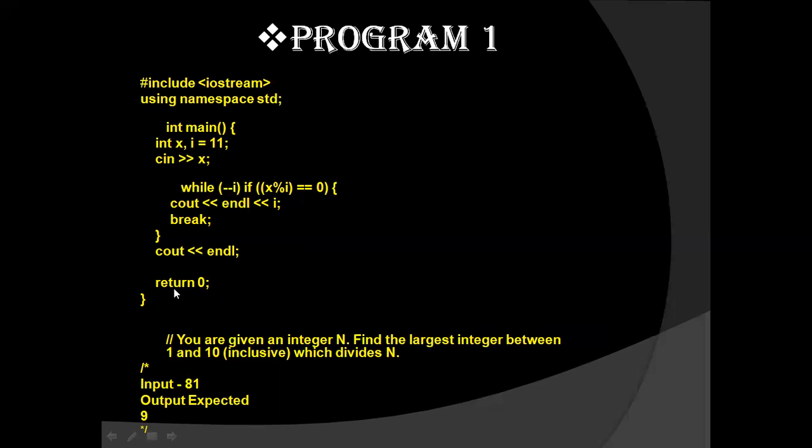Now, you are given an integer n, and you are asked to find the largest integer between 1 and 10, where 10 and 1 are inclusive, which divides n. So this is the task.